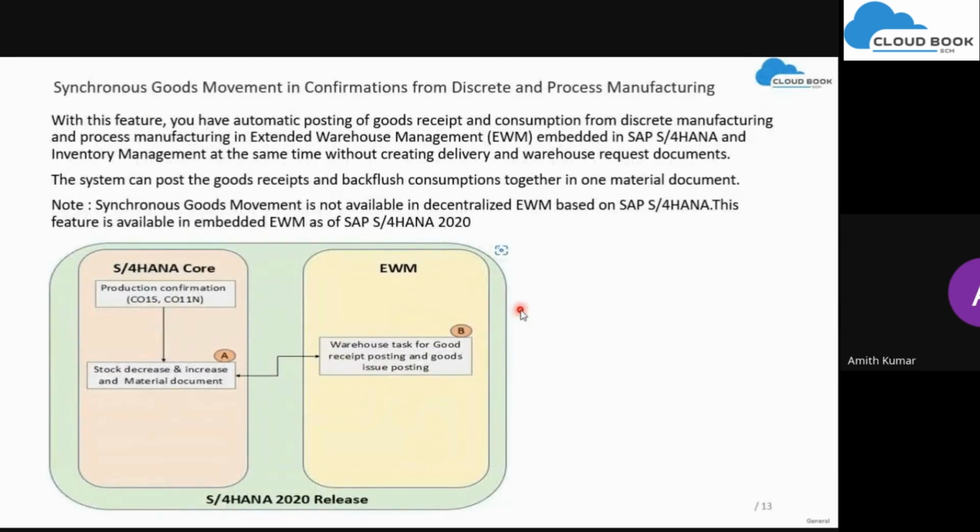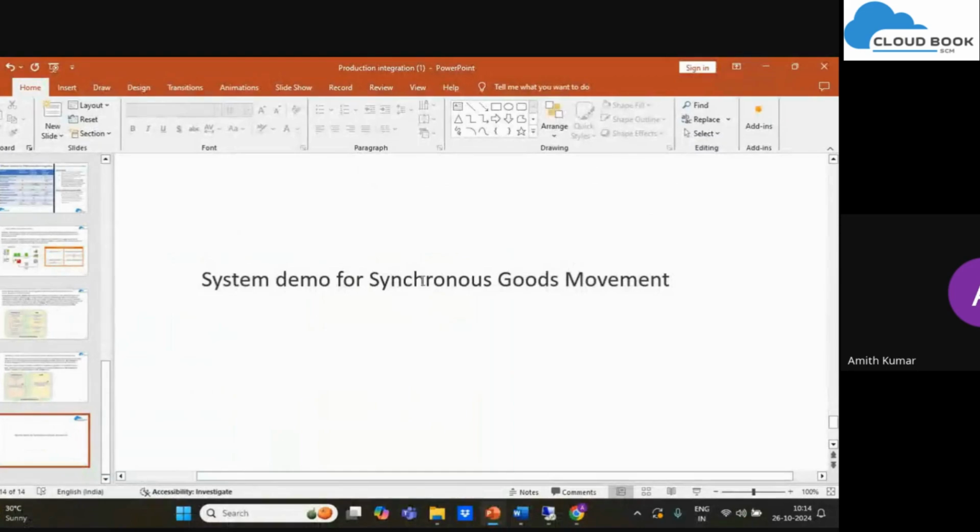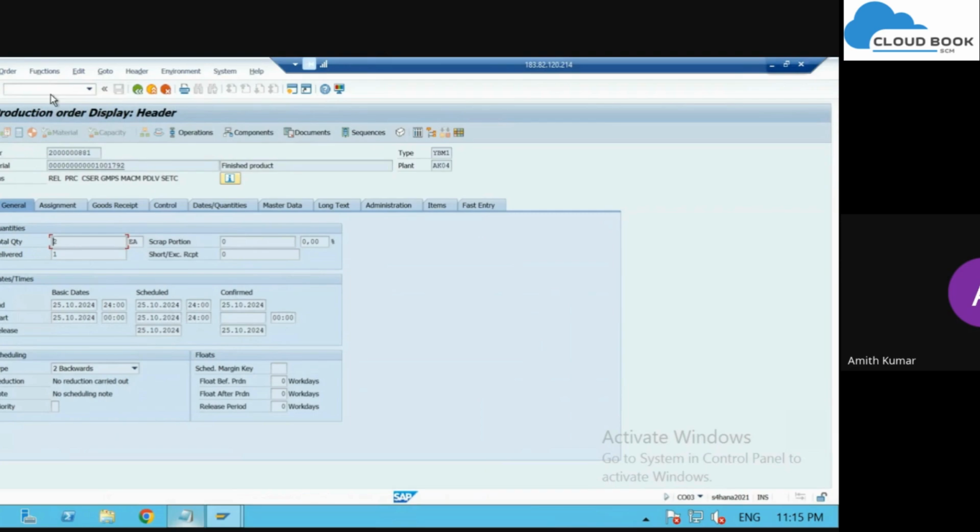Now let's go into a system and let's try to understand this process in more detail. Okay, so let me go into a system and let's try to test this synchronous goods movement, how it works. Obviously I have some data ready. But what I'll do, I'll first explain how this process works. I'll create a production order and I will show you after I confirm the production order, what are the things happening. And then I'll also try to explain the prerequisites, like what were the prerequisites which I had to activate or maintain to make this process work.